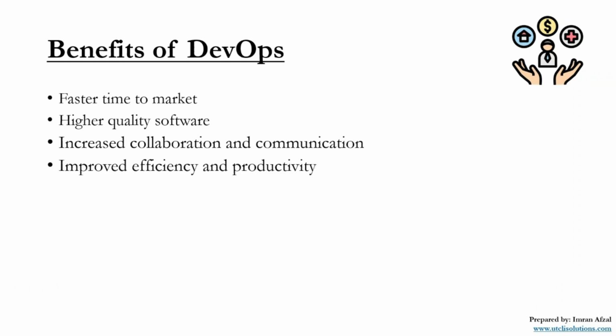Then improved efficiency and productivity. Automation and standard processes improve the efficiency and productivity of software development and deployment.